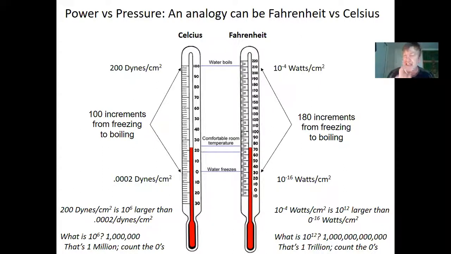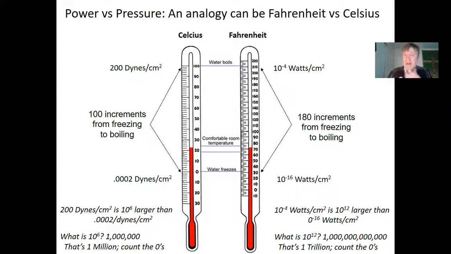Do you get it? In Fahrenheit, look at the degrees. They're way smaller. They're way tighter together. Whereas in Celsius, the degrees are a little bit bigger. So you've got larger degrees. And that is why you should call Fahrenheit here your power. Call that power. This is just an analogy.